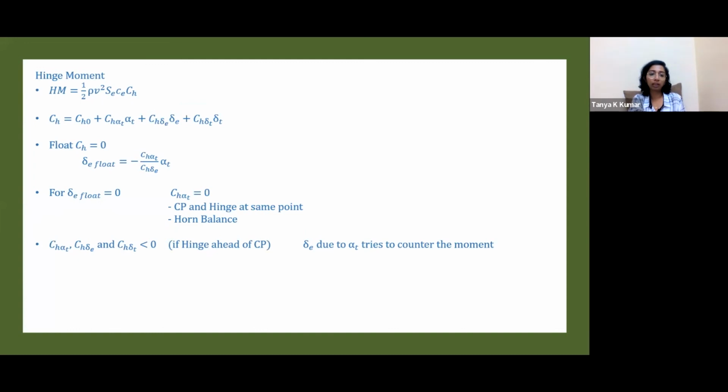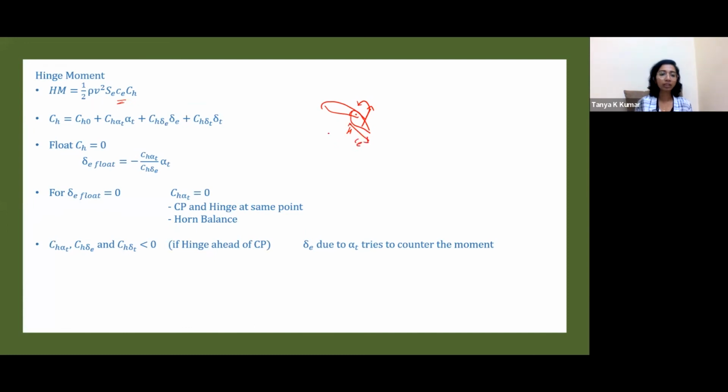So if you allow your elevator to float, so this is your tail, and this is your elevator. The lift produced by the elevator produces a moment about this hinge. That is the hinge moment. Ce is the chord length from the hinge point to the tail.